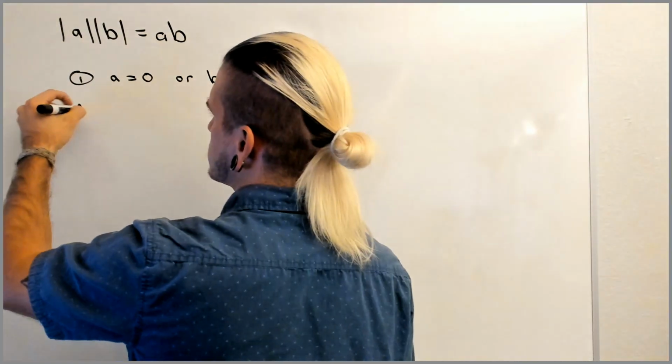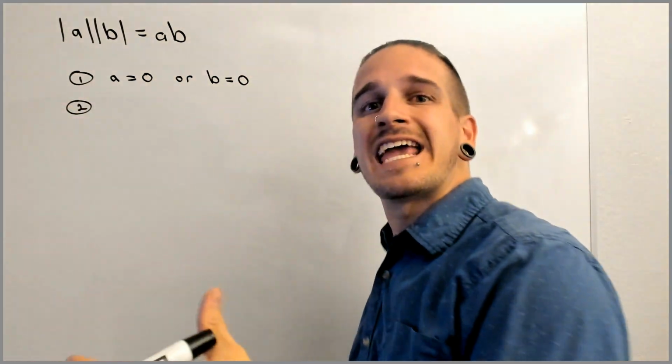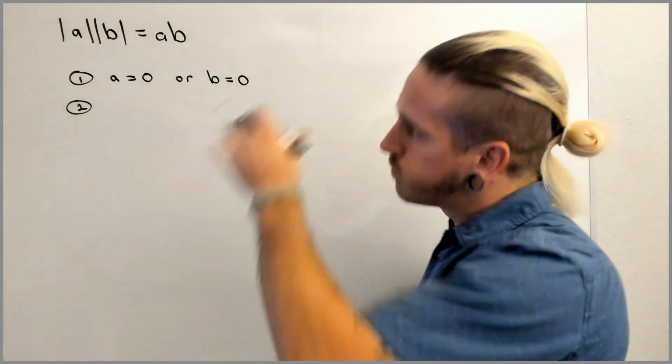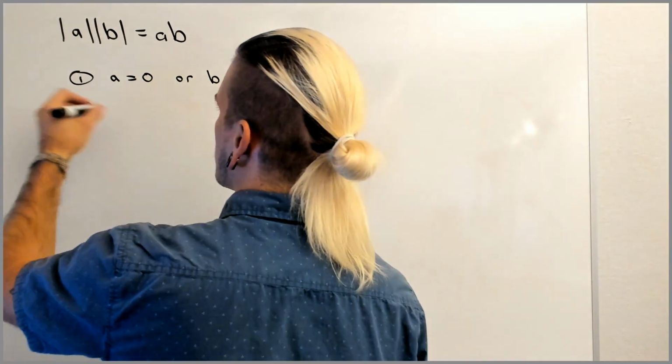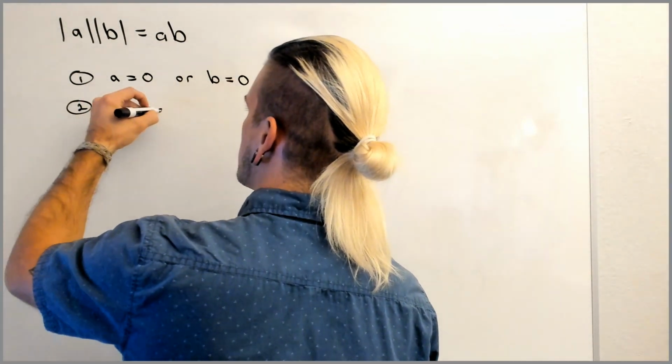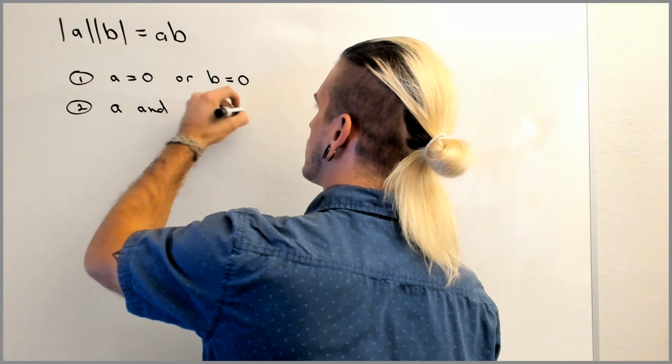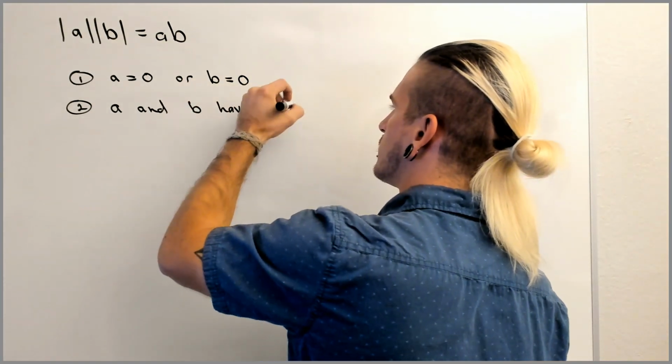First one here is A and B have the same sign. That is, would this be true when A and B are both positive or A and B are both negative? A and B have the same sign.